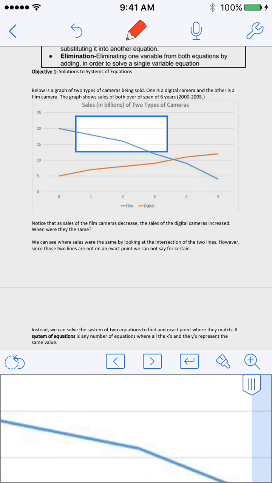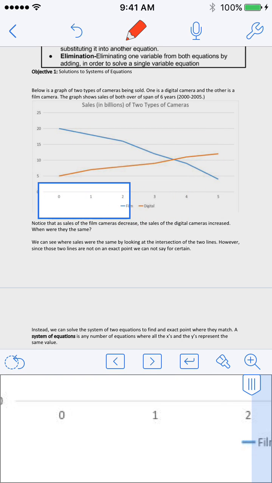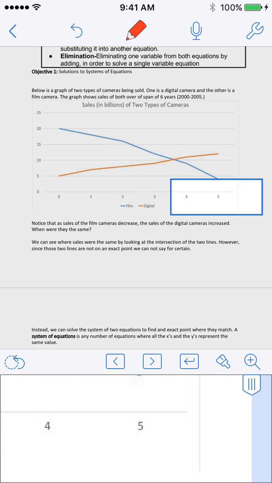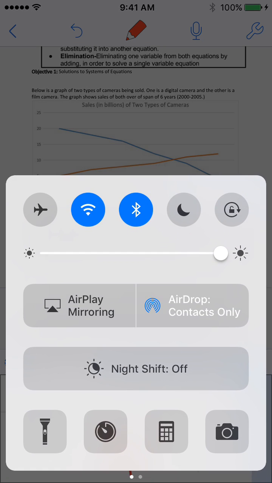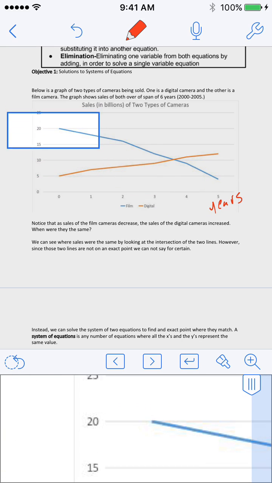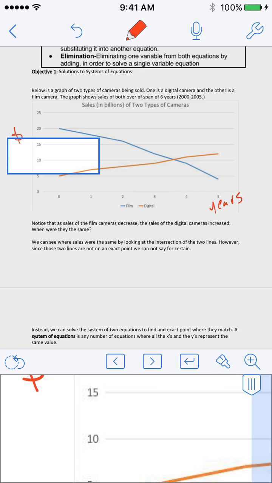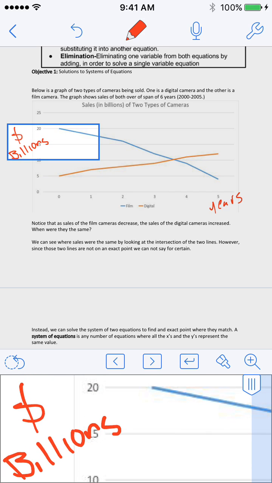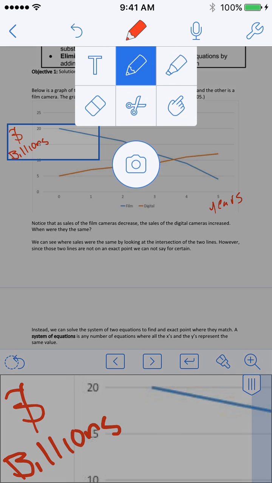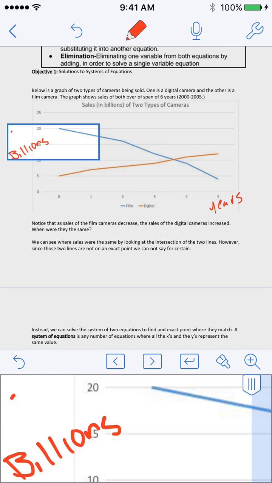So here we've got two different things going on. We've got two different lines, two different equations, but the same x's and the same y's, right? So the x's still represent those years. And those y's represent the sales, the money. And of course, we want to double check the sales are definitely in billions. So it's sales in billions. So here the x's and the y's represent the same concept, right? We just got two different situations, one for film and one for digital.